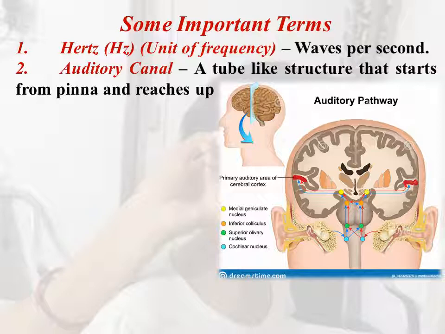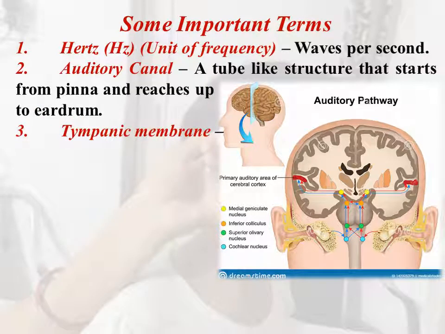Okay, next comes your auditory canal. It's a tube-like structure that starts from your pinna and reaches up to your tympanic membrane, your eardrum. Its function is carrying the sound waves to the tympanic membrane. Next comes your tympanic membrane or eardrum. What is the function? Eardrum vibration, so converting the physical stimuli into vibration.